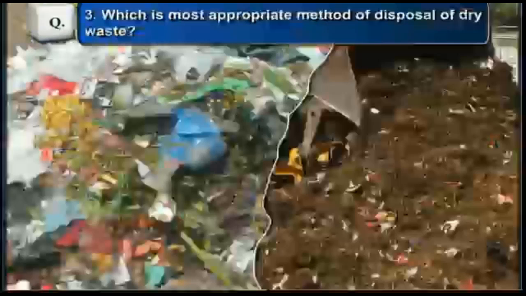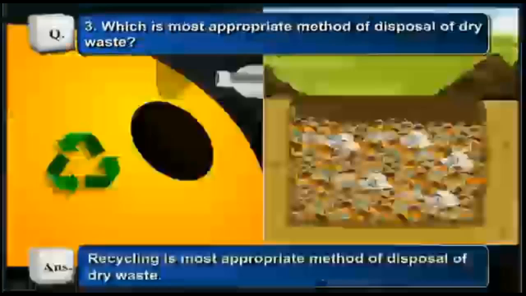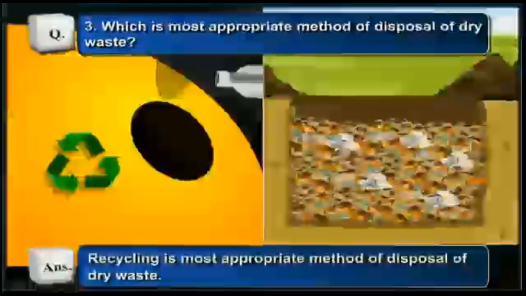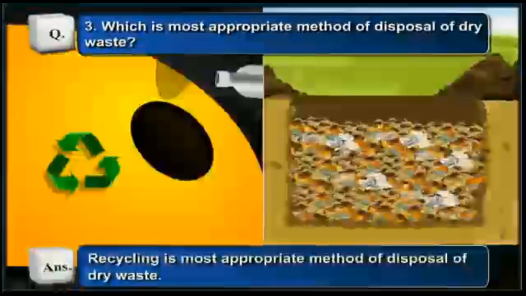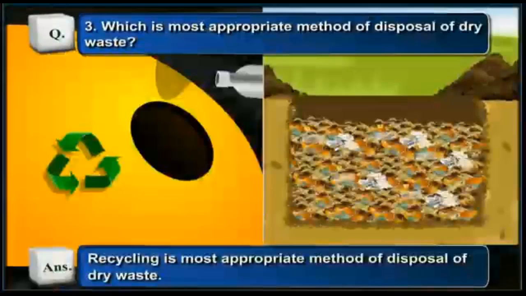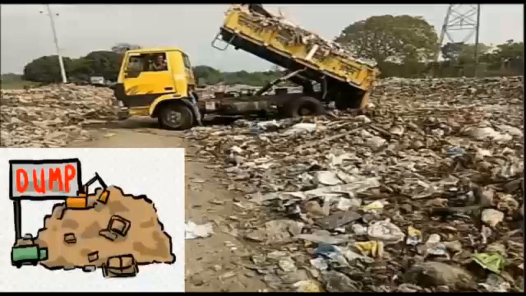And amongst all this, which is the most appropriate method of disposal of dry waste? The most appropriate method is recycling. You've learned the 7 R's of waste management last year. Rethink, reduce, reuse, recycle. All these are different ways in which we can ensure that the waste that we generate in our daily lives gets reduced and so poses less risk to the environment.